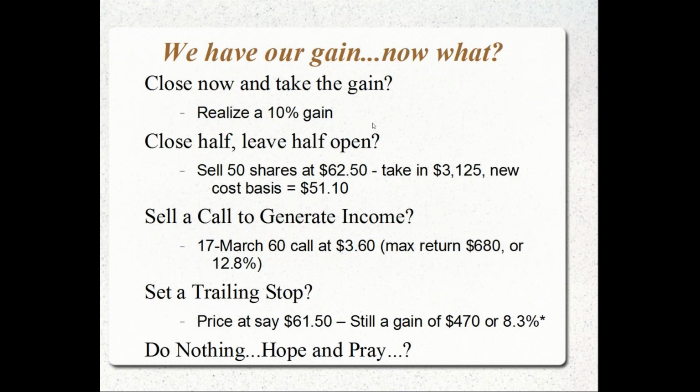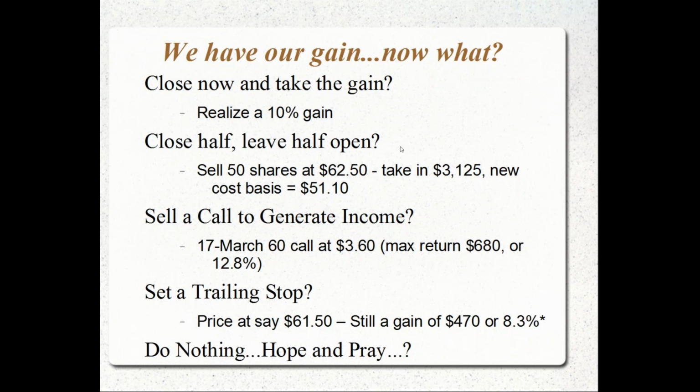We could have closed half. Let's say we had 100 shares of AEIS with a cost basis of $56.80. We could have sold 50 shares at $62.50. This would have taken in $3,125. And remember, originally we would have paid $5,680. So now, with that cost reduction, we'd now be holding 50 shares at $51.10.